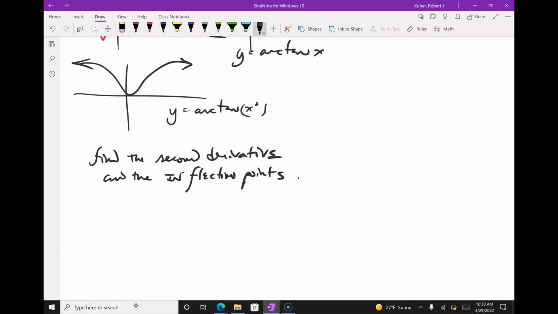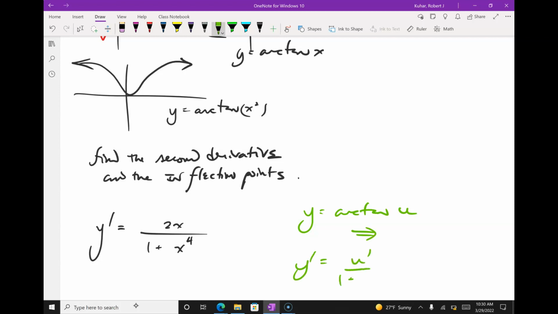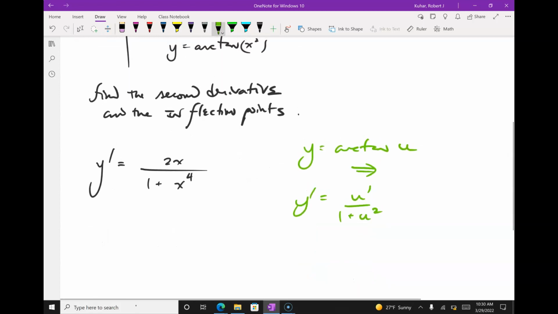So help me, y prime. Yeah, 2x times 1 plus x to the 4th, right? If you remember, you have a formula: y equals the arctan of u gives me y prime is u prime over 1 plus u squared. Good. Y double prime, quotient rule. On your mark and set, go.